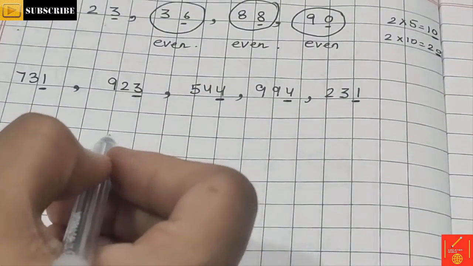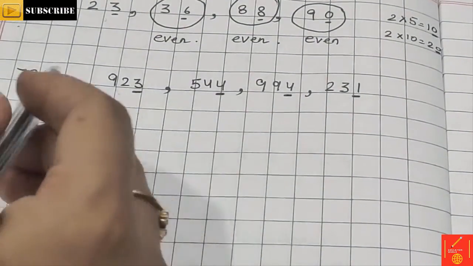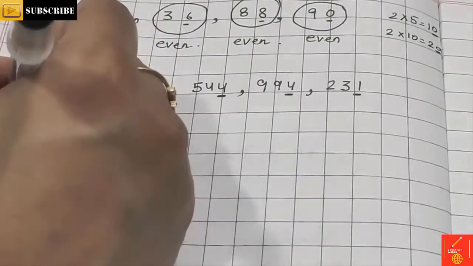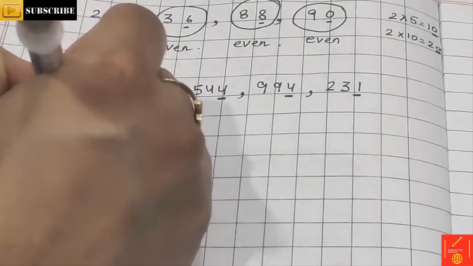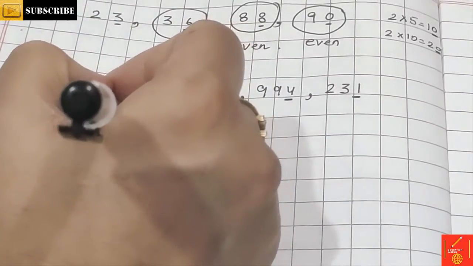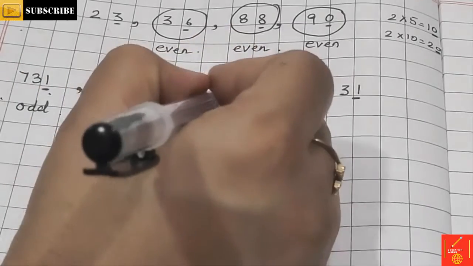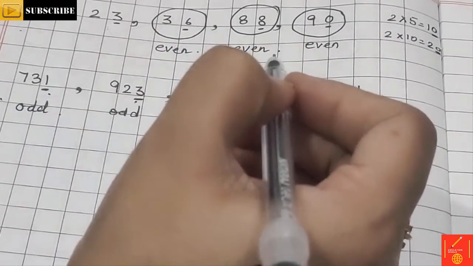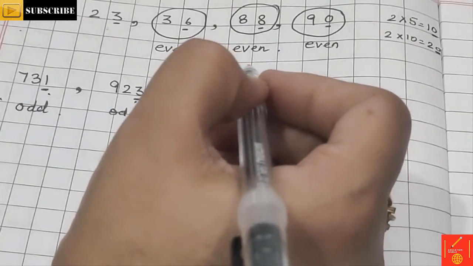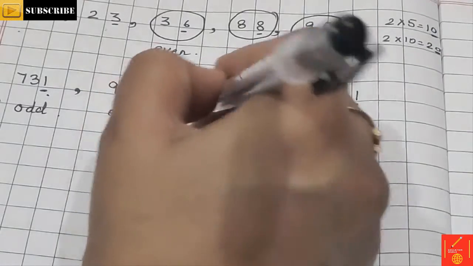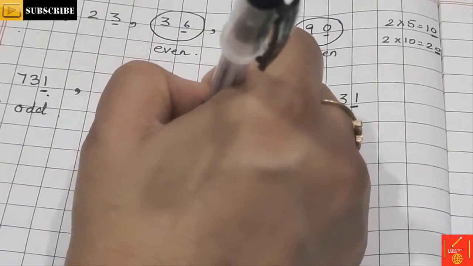Let's do this again. Does 1 come in the table of 2? No. So this is an odd number. Does 3 come in the table of 2? No. Again, this is an odd number. But does 4 come in the table of 2? Yes, it does, because 2 twos are 4. So this is an even number. I'm going to circle the even number and write it over here for you.